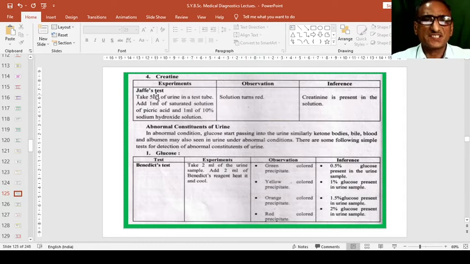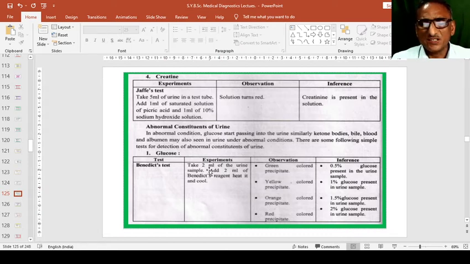Jaffe's test is for identification of creatinine, because if you add 1% sodium hydroxide solution to 1 ml of the urine solution, it will turn red. So creatinine is present.